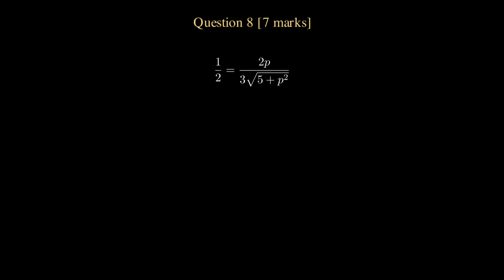Computing the dot product gives 2p. This leads to the equation. Squaring and solving gives 7p squared equals 45. Therefore, p equals plus or minus 3 times root of 5 over 7.